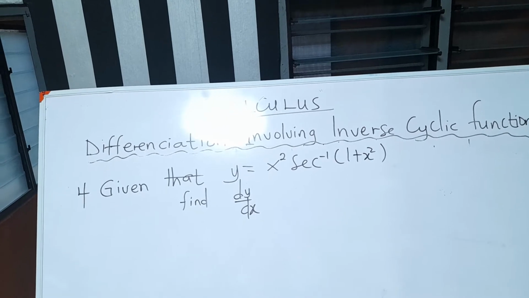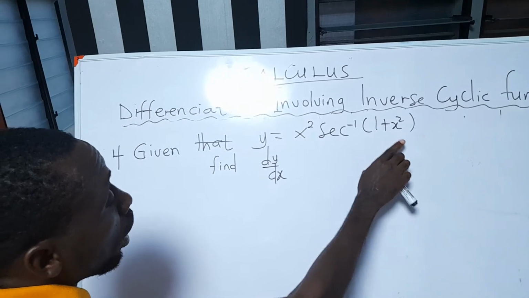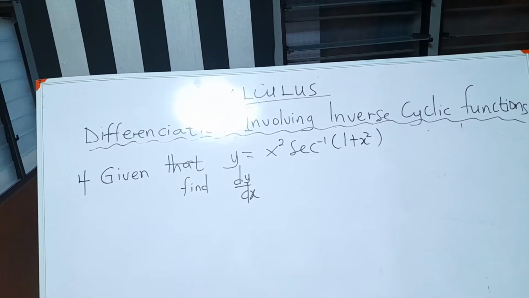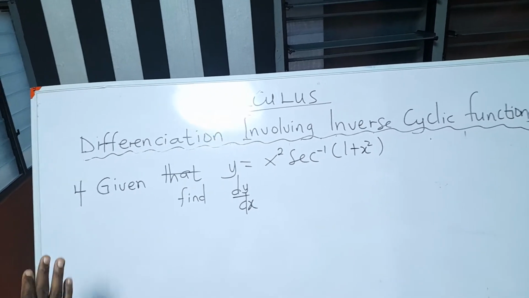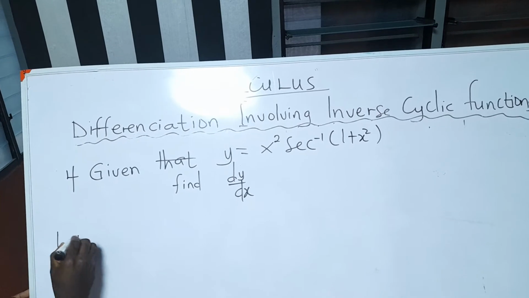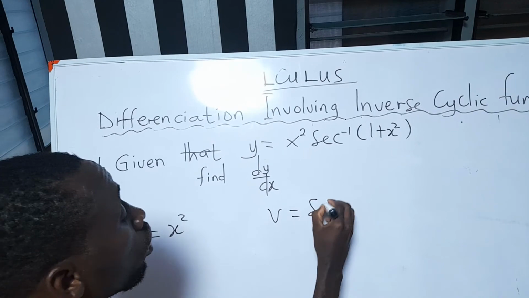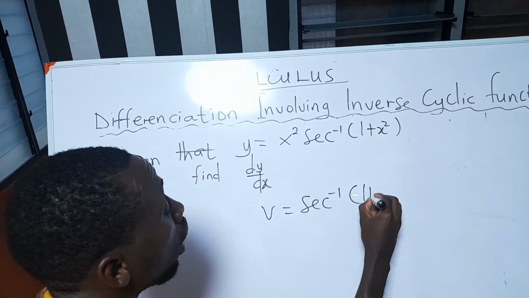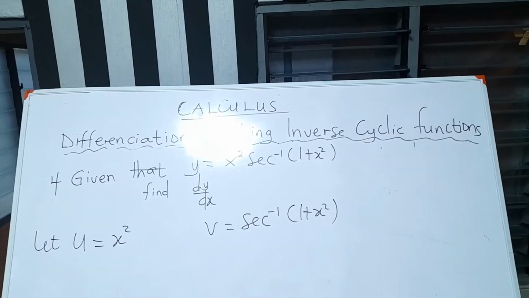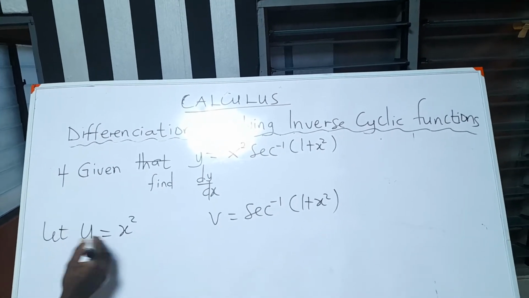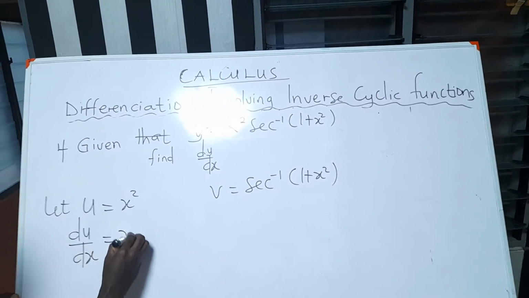So let's look at our fourth question. It says, given that y is equal to x squared sec inverse of 1 plus x squared, find dy over dx. So two different functions are multiplying, we use the product rule again. So let u be equal to x squared, then v be equal to sec inverse of 1 plus x squared. So we differentiate u with respect to x. Our du over dx is equal to 2x.